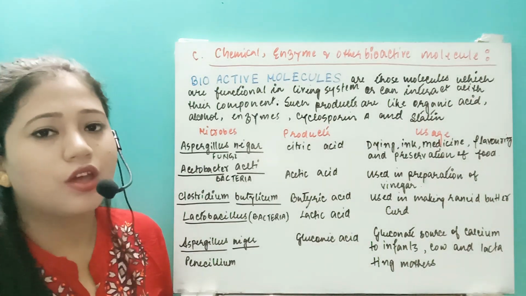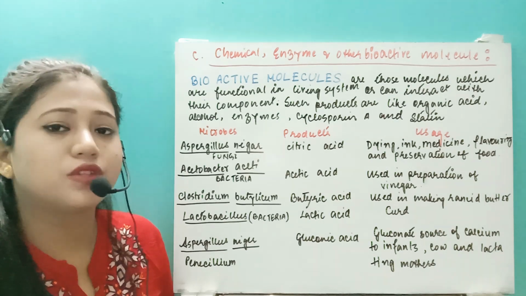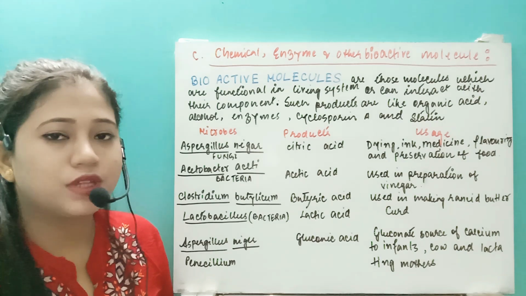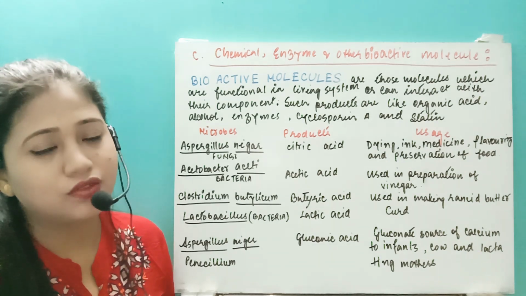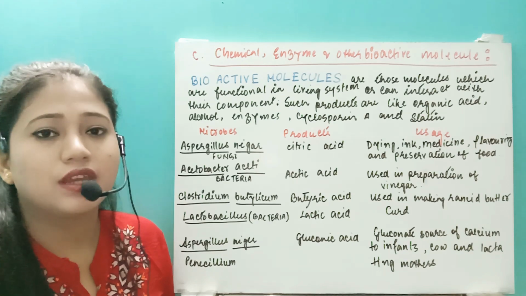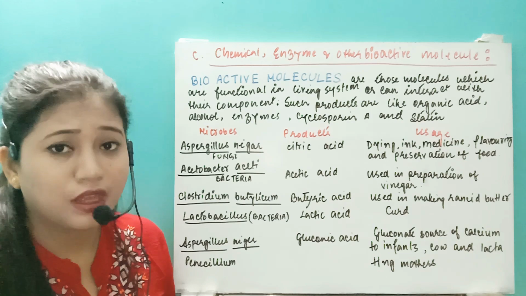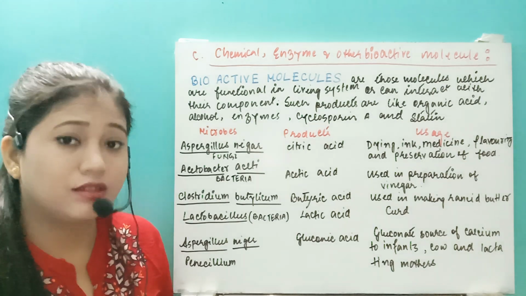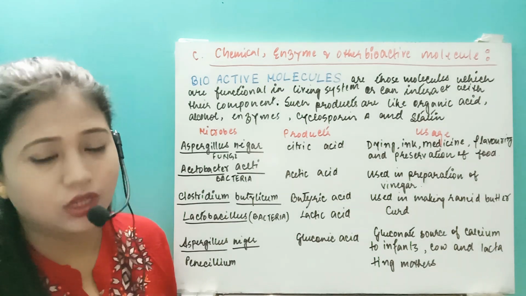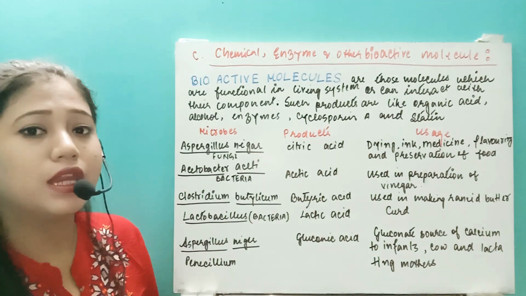Hello students, today we are moving to the next part of the chapter Microbes in Human Welfare. Already we have completed the microbes in household products, and second we have completed the microbes in industrial uses like the antibiotic and beverages industries. Now come to the third part, that is chemicals, enzymes and bioactive molecules. So first of all, we need to know the meaning of all.